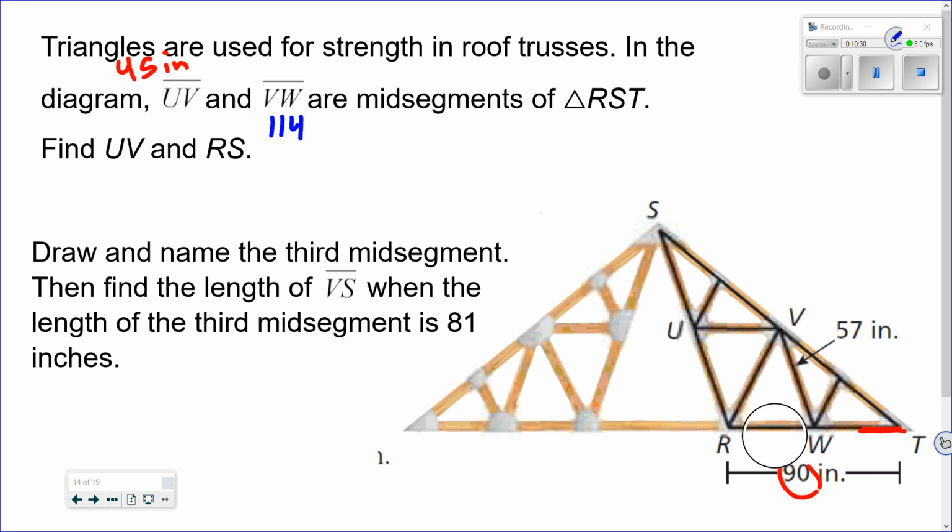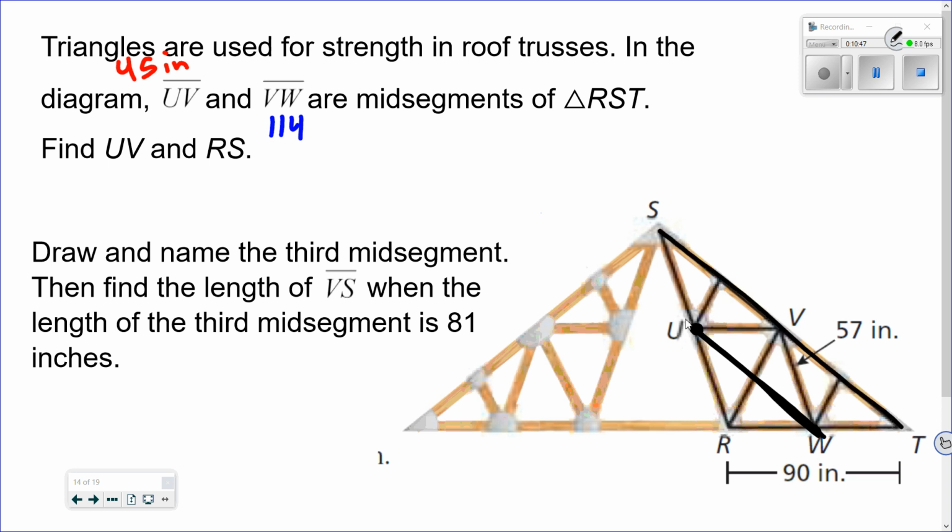Okay, the second part says draw and name the third mid-segment, and then find the length of VS. So let's go ahead and do that. The only mid-segment it didn't have drawn was this one right here, coming from this midpoint U to that midpoint W. So there's our third mid-segment, and it goes with that side over there.